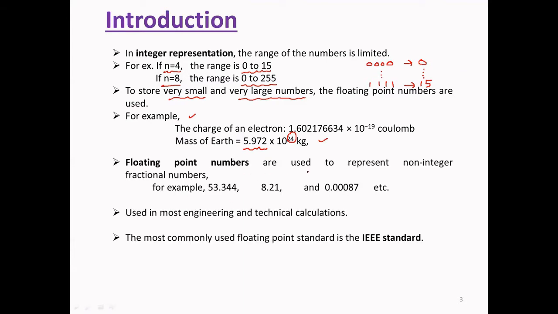Floating point numbers are used to represent non-integer fractional numbers, like for example 53.344, 8.21, 0.00087, etc.